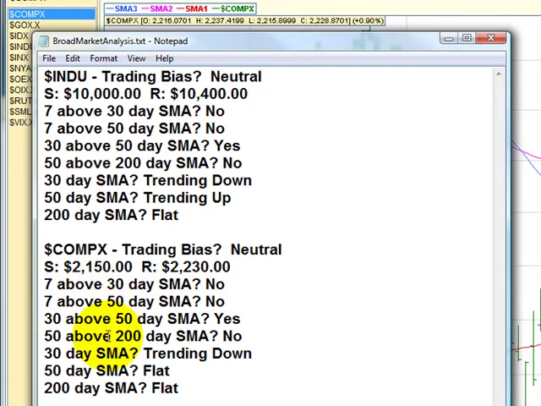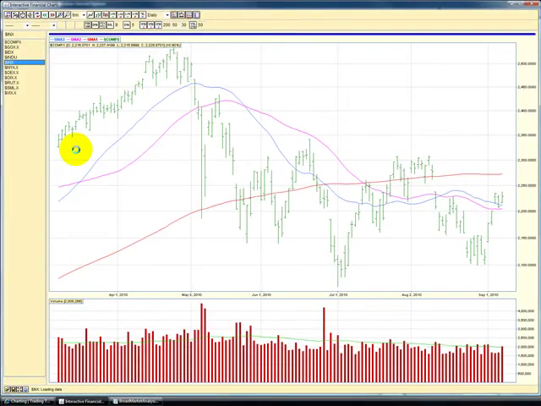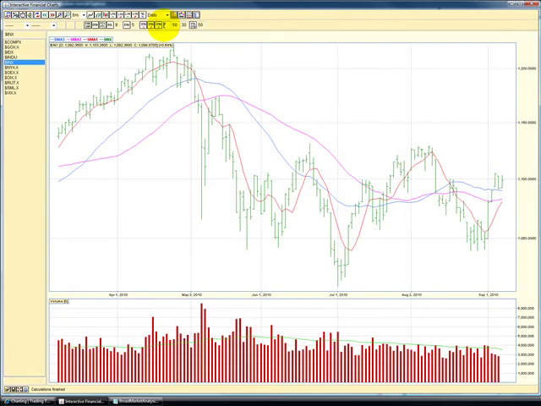The 30 is still above the 50. The 30 is still trending down. The 50 is still flat. The 200 is still flat. Let's take a look at the S&P 500. The 7 is very close to crossing back above the 50.